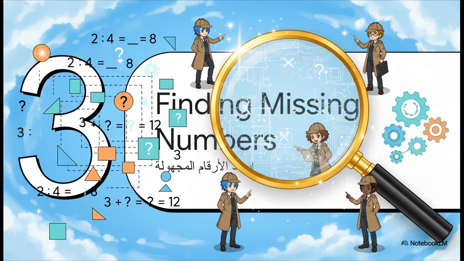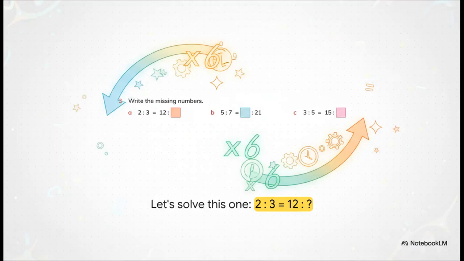Awesome. Now for another really important skill, finding missing numbers in what we call equivalent ratios. It's kind of like being a detective and finding the missing piece of the puzzle. Let's see how it works. Okay, check this one out. We have the ratio 2 to 3, and we're told it's equal to 12 to something. We need to find that something.